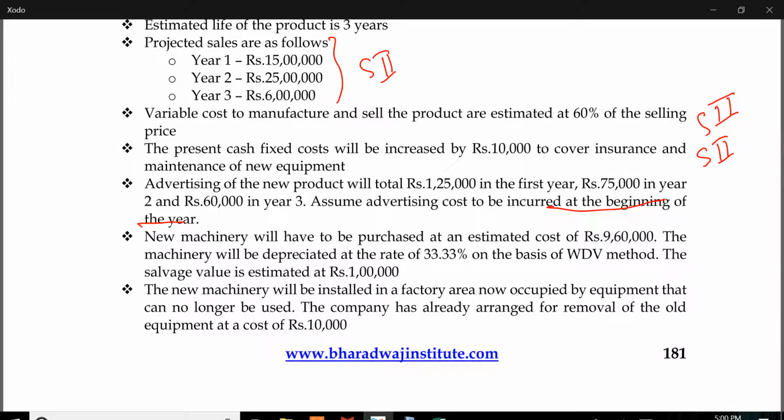What is this? Okay. The new machinery will be installed in a factory area now occupied by equipment that can no longer be used. The company has already arranged for the removal of the old equipment at a cost of 10,000. What is this? For the new one, they have to remove the old one. So for that they are spending some 10,000. Is it a relevant or an irrelevant cost? It is relevant initially. Read it carefully.